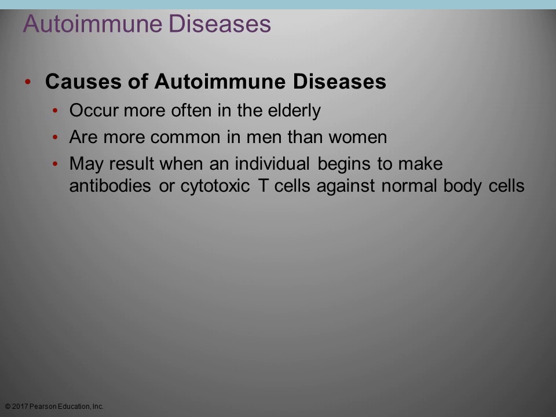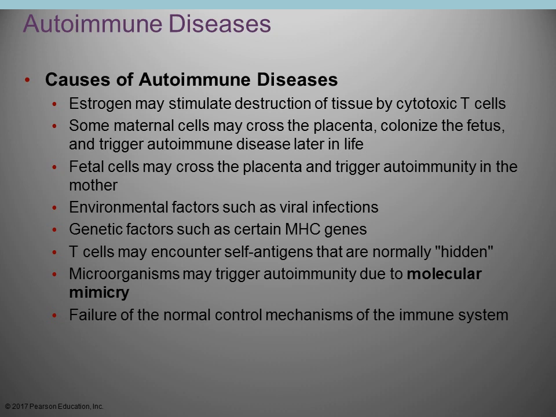If you look at autoimmune diseases, there are several different causes for these. They tend to occur more often in the elderly. They tend to be more common in men than they are in women. And for whatever various reasons, in an autoimmune disease, what's happening is an individual starts making antibodies against their own cells, or the cytotoxic T cells start acting against and destroying some of your own cells.